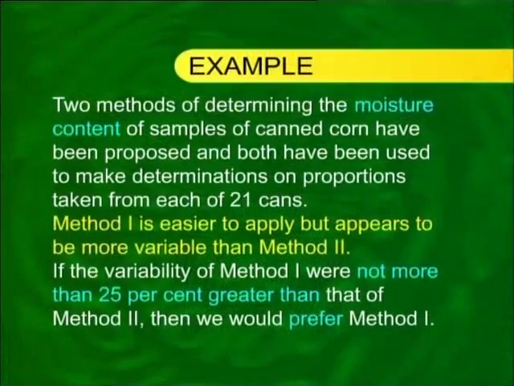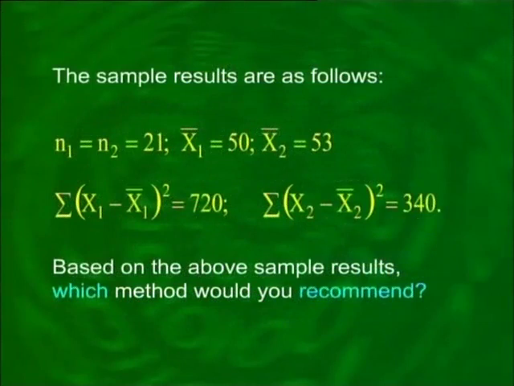Now, let us consider another example, which is all the more interesting. As you now see on the slide, two methods of determining the moisture content of samples of canned corn have been proposed, and both have been used to make determinations on proportions taken from each of 21 cans. Method 1 is easier to apply, but appears to be more variable than method 2. If the variability of method 1 were not more than 25% greater than that of method 2, then we would prefer method 1.